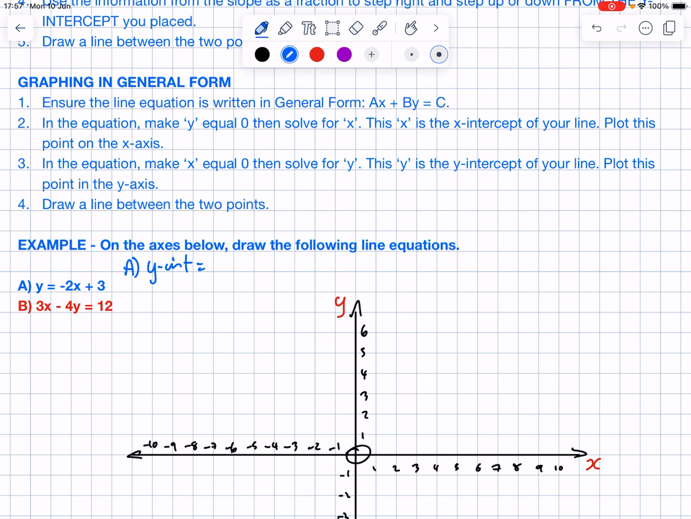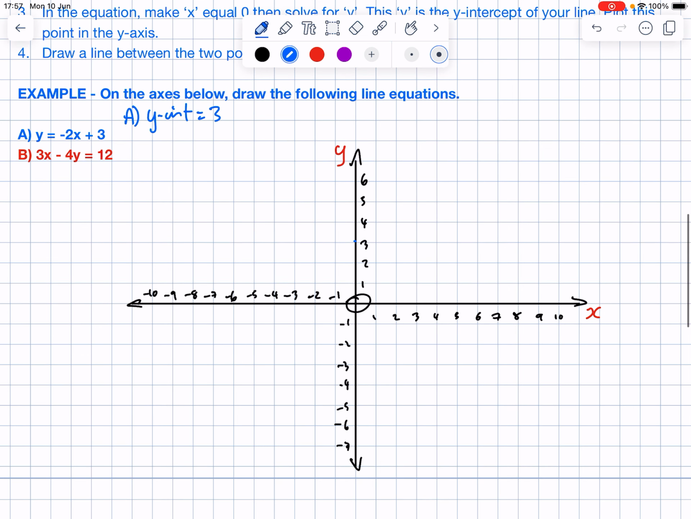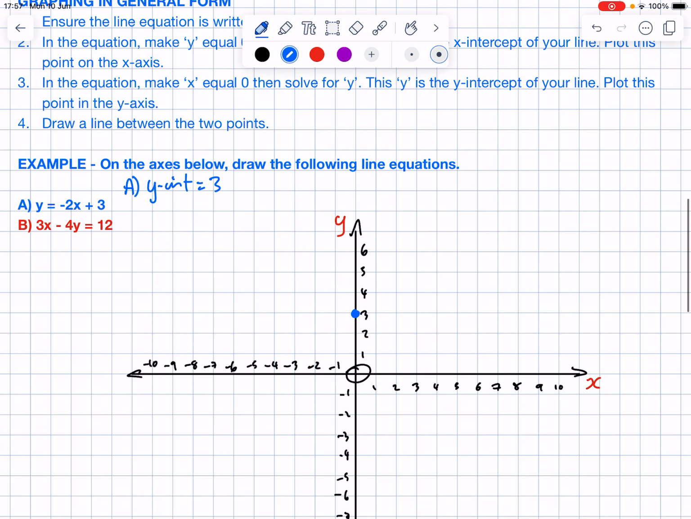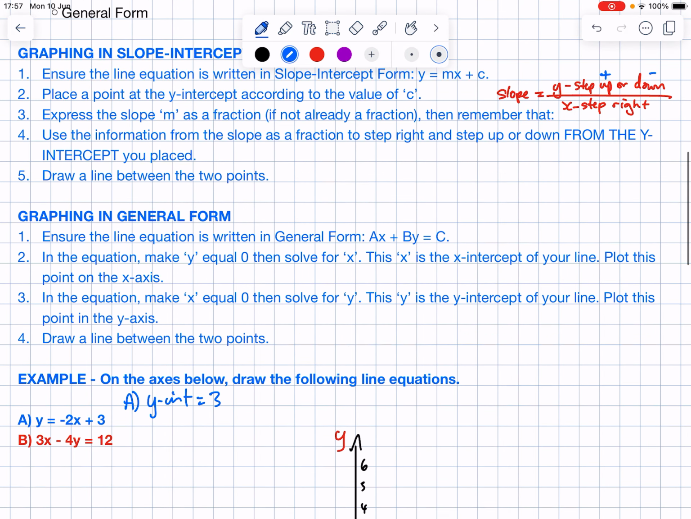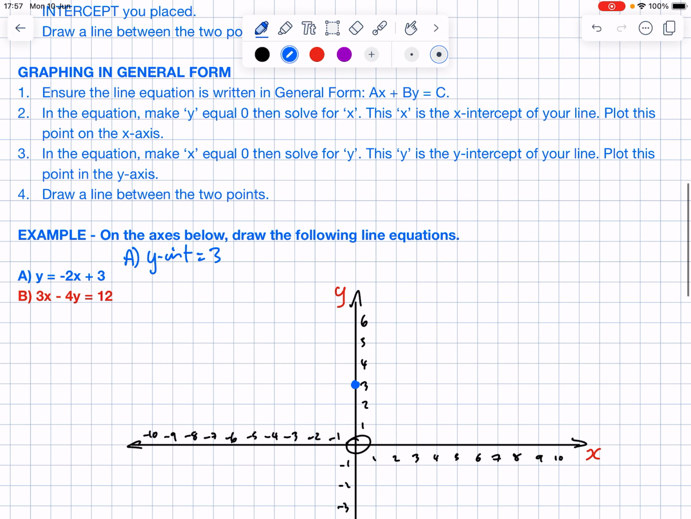The y-intercept is equal to positive 3. So positive 3 there, I've got a dot. That's not enough info to draw a line. So then I express the slope as a fraction. Slope is equal to negative 2, which as a fraction is negative 2 over 1 because it's a whole number. So that is the step down because it's negative, and step right.